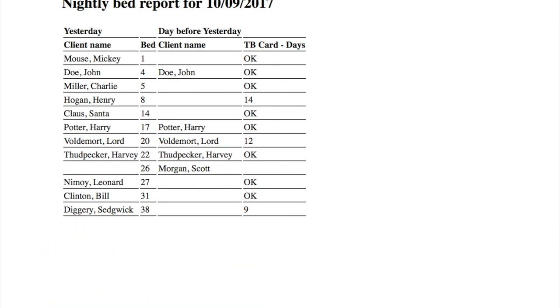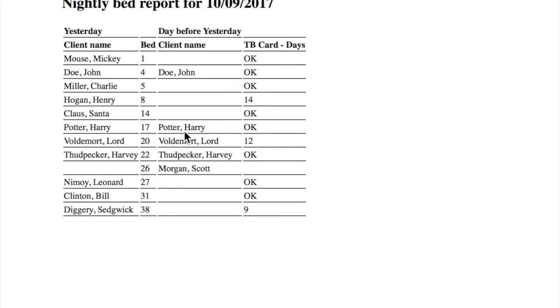There's only one choice under the reports section, specifically the print nightly bed report. This is an output, in tabular form, of the individuals that were in last night. If you take a look at this diagram, Mickey Mouse was in bed 1, John Doe in 4, Leonard Nimoy was in 27, Bill Clinton in 31. It tells you what bed they were in, and the night before last, if they were in that bed. So in this example, Harry Potter was in bed 17 last night, the bed number here, and he was in bed 17 the night before that.